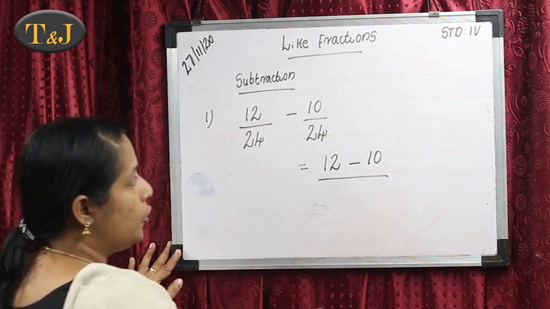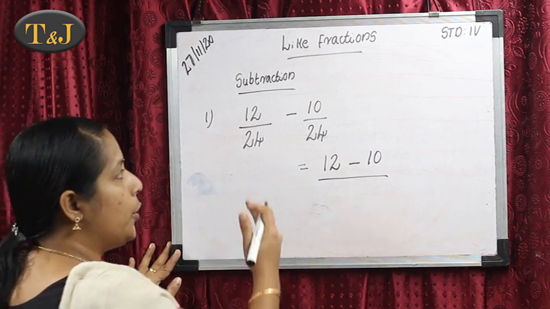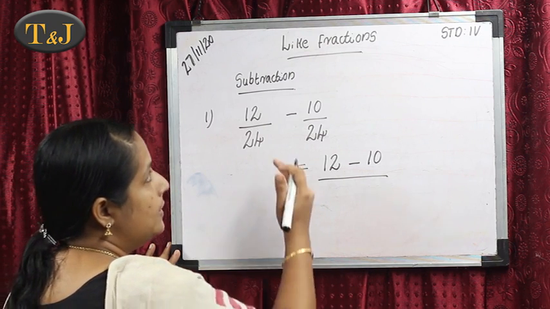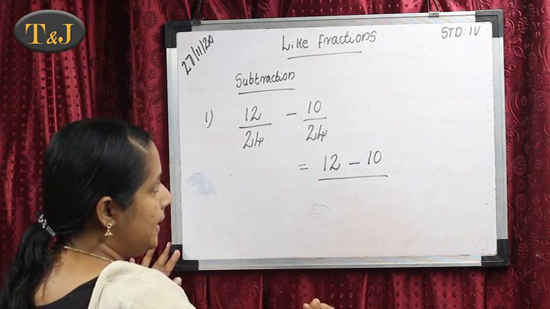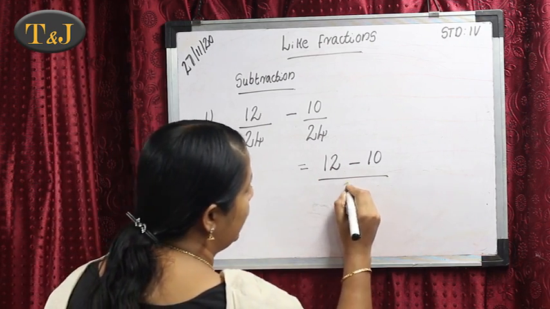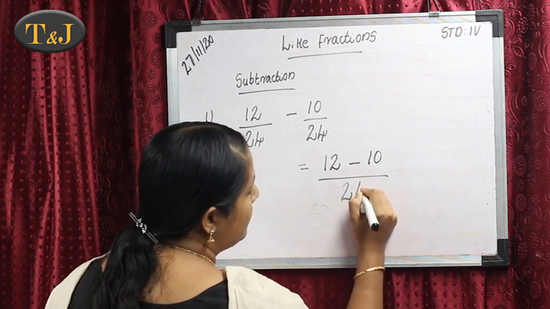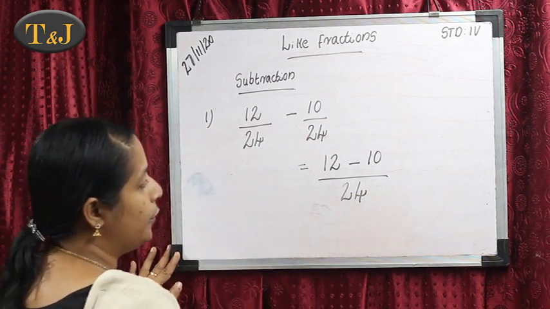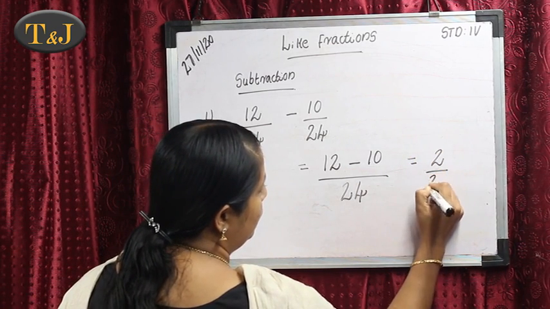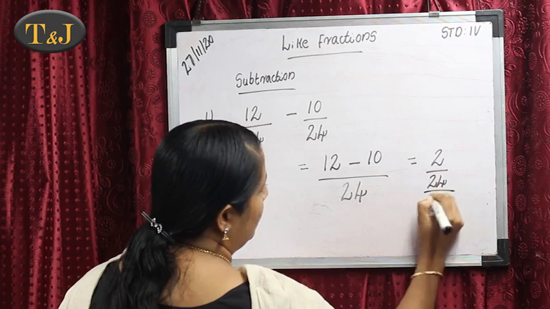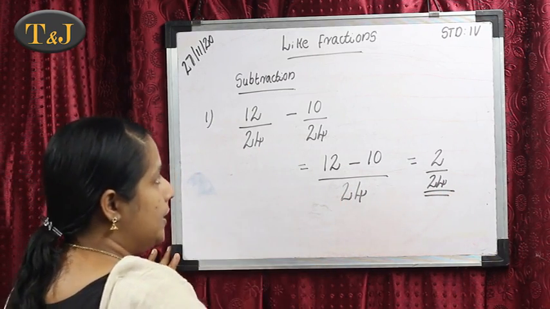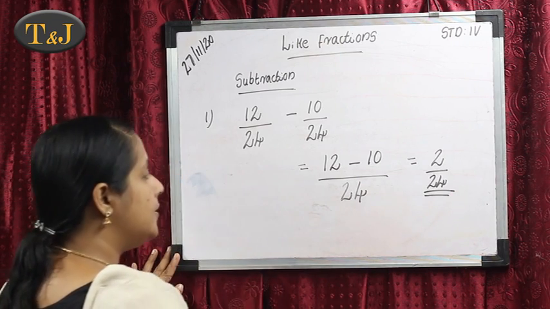Our denominator remains the same number. We do not write the denominator as 24 minus 24, because this is a like fraction. So we write the denominator only one time. Our denominator is 24. Then 12 minus 10 equals 2 by 24. We subtract only the numerators, and the denominator remains the same number.